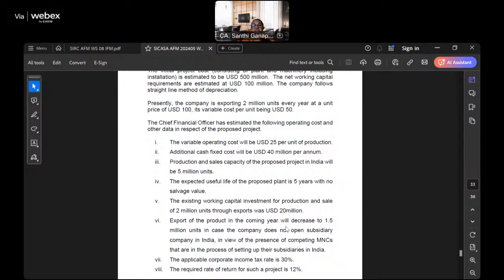If you are ready, we can discuss. There are two options now. You can export or you can set up a subsidiary. So first we can evaluate the export option. Then we can look at the subsidiary option. We can decide which is better.